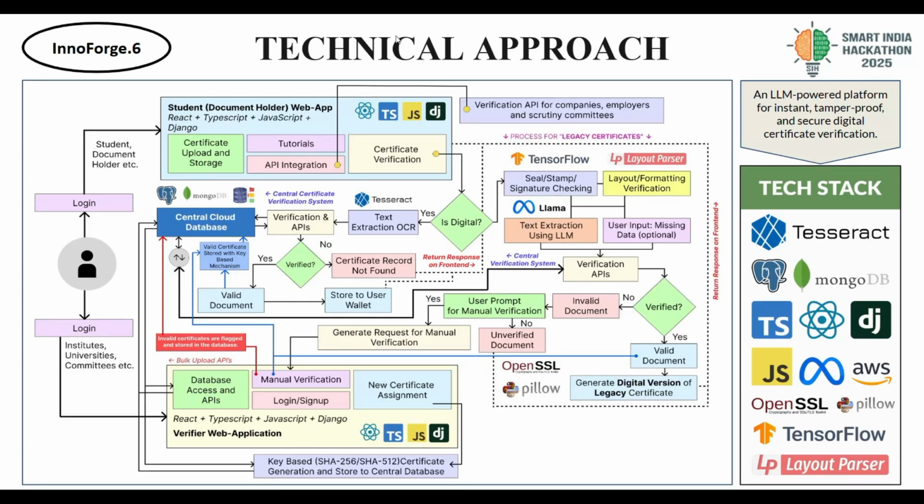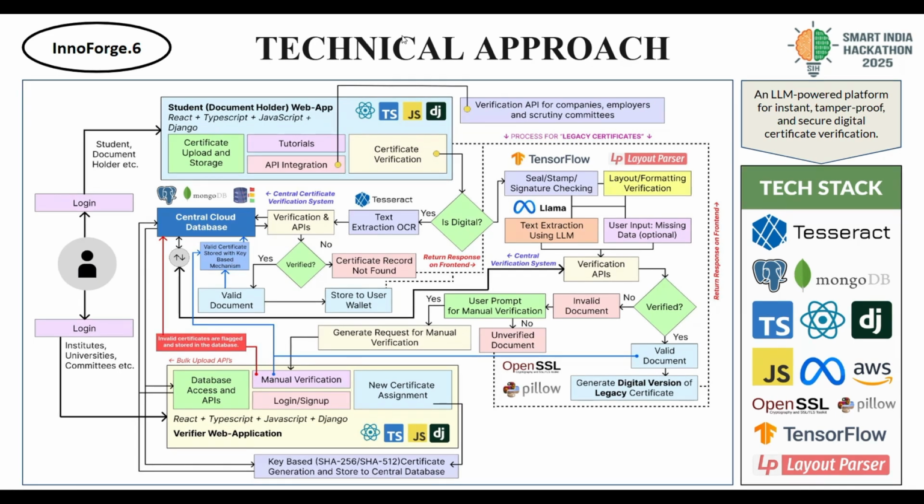This is Aditya from Team InnoForge, and I would like to explain to you the architecture of our project. I know the architecture looks a bit complex, but give me 5 minutes of your time, and I will explain it to you in an easy way. The main use case of this project is for academic institutes which want to verify their certificates, and mainly the legacy certificates, which are usually very hard to verify for their authenticity.